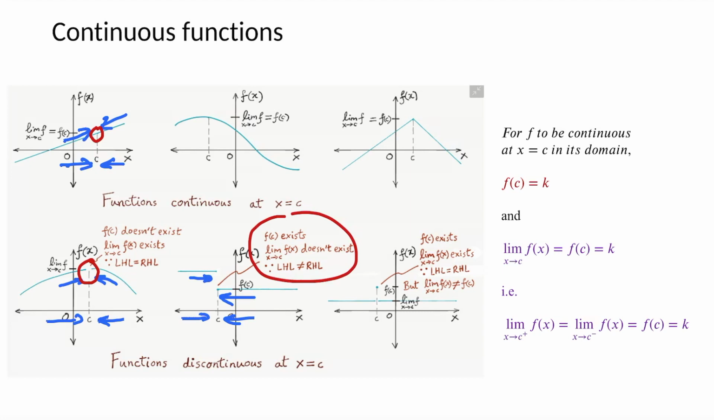In the bottom right graph, again the limit seems to exist as we approach x equal to c from the left hand side or from the right hand side. The function value seems to approach a common value, and therefore the limit of the function seems to exist, but the function value itself takes a different value than what it seems to approach. So while the limit exists, that limit is not equal to the value of the function at x equal to c, and therefore we say that the function is not continuous.